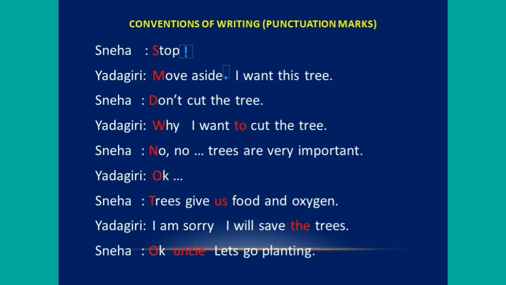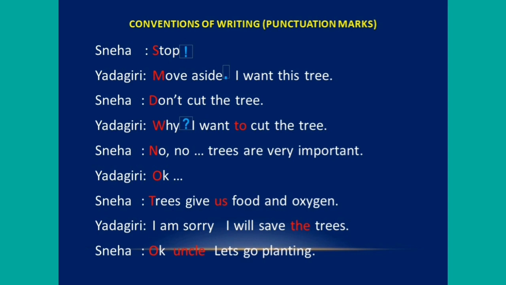Fourth sentence. Why? I want to cut the tree. Again, there are two different expressions. Why? It's a question. I want to cut the tree. That is a statement. So after why, we need to use a punctuation mark. Question mark. Why? I want to cut the tree.